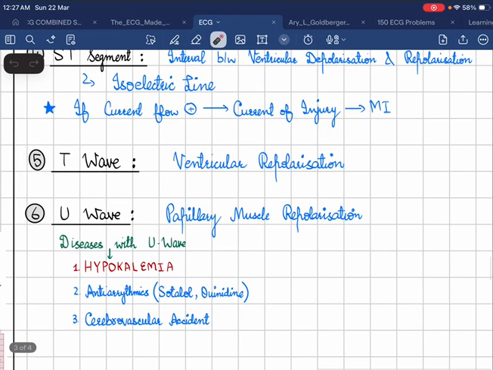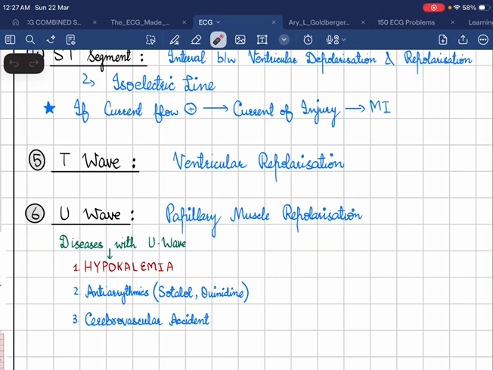Then we have the T wave. It denotes the ventricular repolarization. As I already said, if repolarization is in the direction of the negative electrode, there will be positive deflection. That's why we have positive deflection in the T wave.